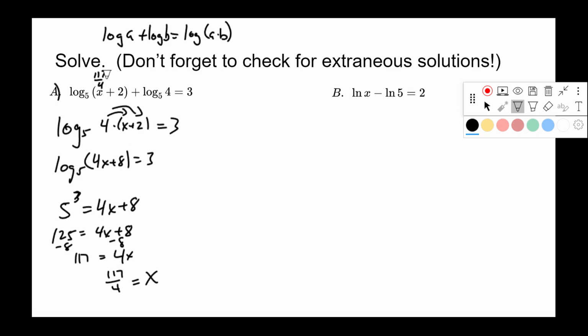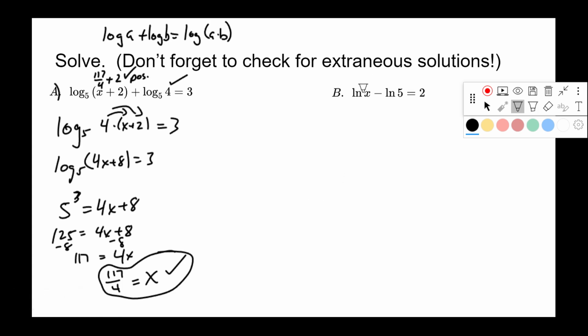117 over 4 plus 2. Well, I don't know what number it is, but I sure know it's positive. That's all I care about. And then this 4, there's no x to put in here. That's a positive. So then this answer checks. It is the correct answer. Okay, let's try letter B.